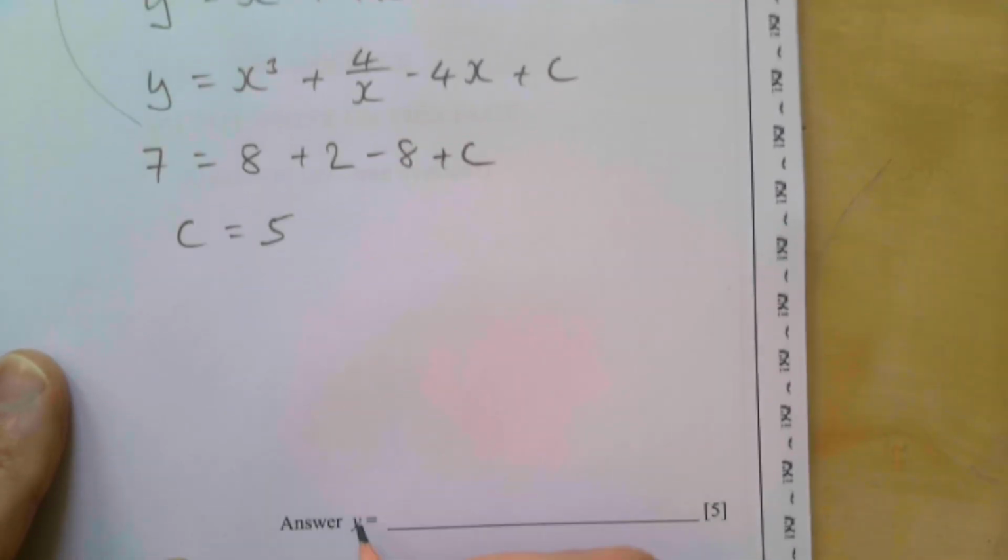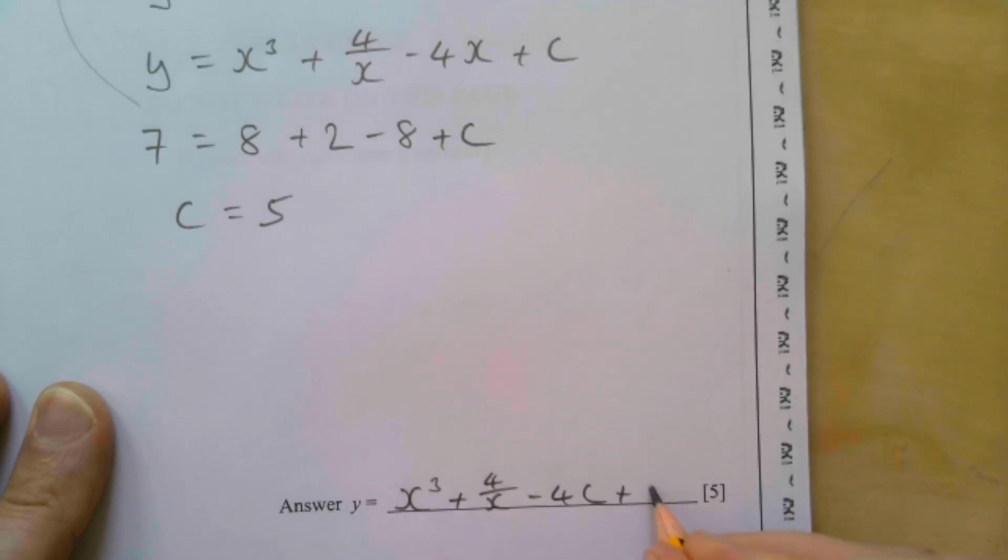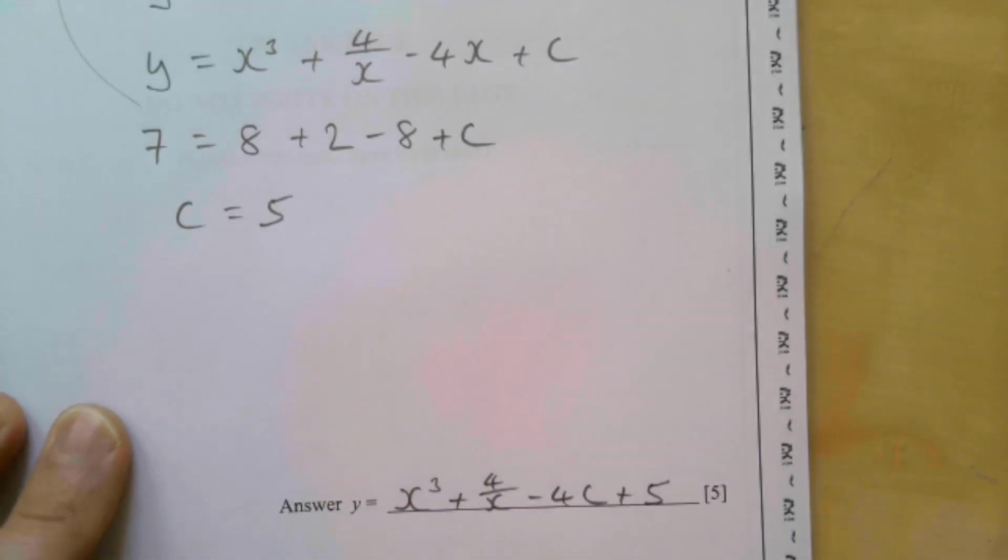So my final answer then is this, with the c exchanged then for a 5. So it gives us then the y down here. So y equals x cubed plus 4 over x minus 4x plus 5.